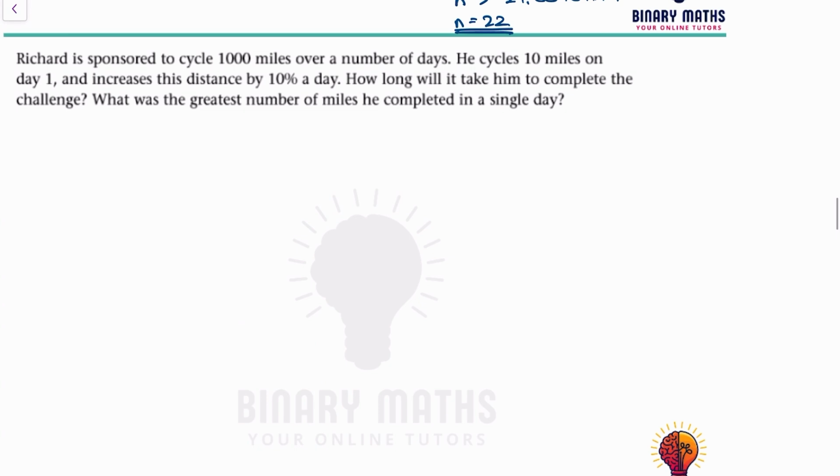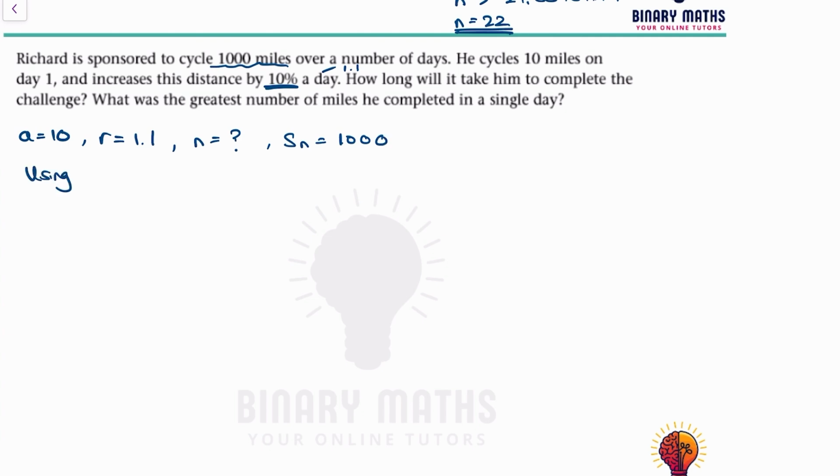Next question. Richard is sponsored to cycle 1,000 miles over a number of days. He cycles 10 miles on day 1 and increases this distance by 10% a day. How long will it take him to complete the challenge? So a is equal to, first term is 10 miles. The common ratio, because it's increasing by 10%, the multiplier is 1.1. So 1.1 is the common ratio. n is equal to question mark. And the sum of n terms, we want it to be 1,000 miles.